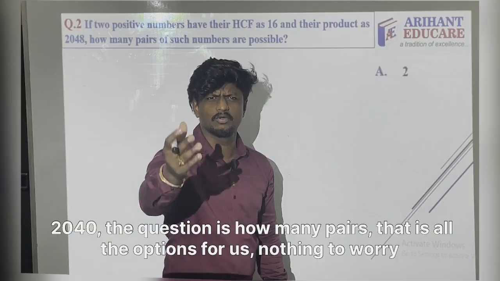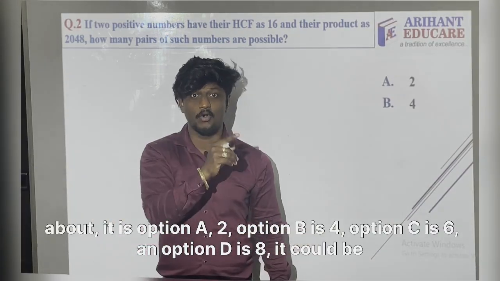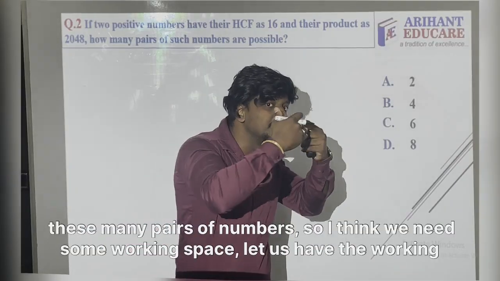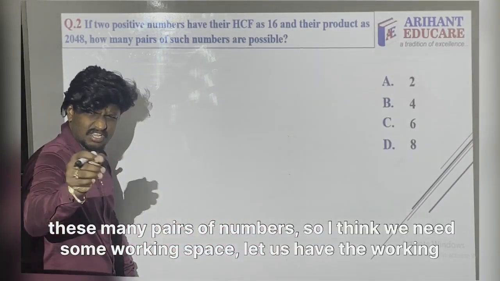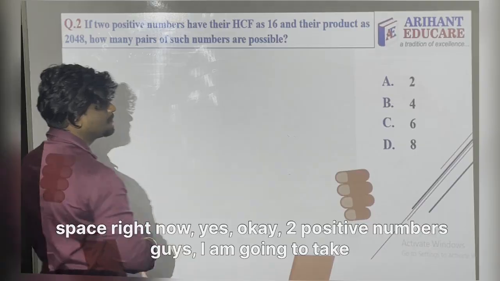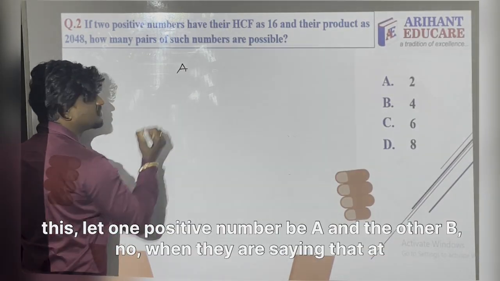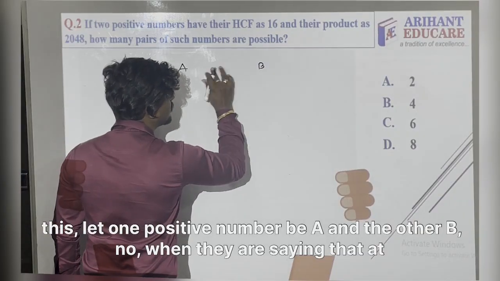Let's have the options first. Nothing to worry about it. Option A 2. Option B is 4. Option C is 6. And option D is 8. It could be these many pairs of numbers. So I think we need some working space. Let's have the working space right now here. Okay. Two positive numbers, guys. I'm going to take, let one positive number be A and the other be B.